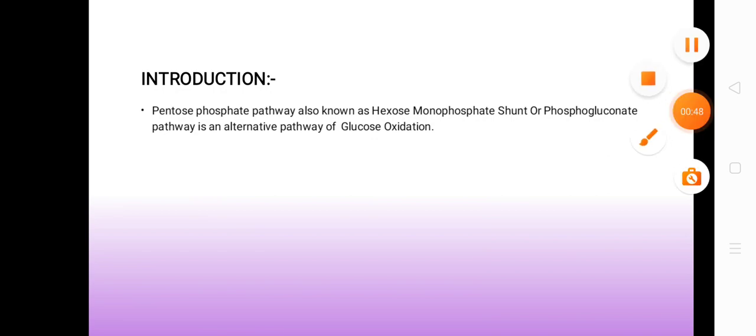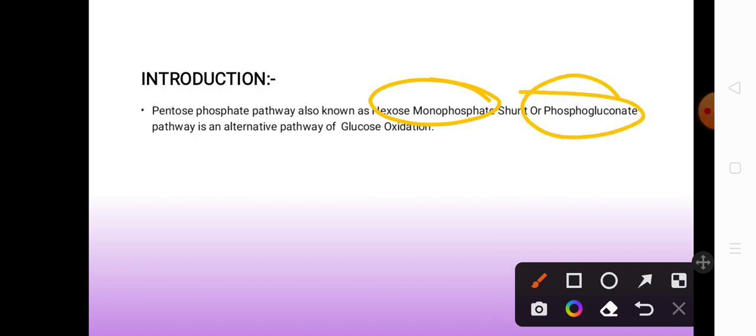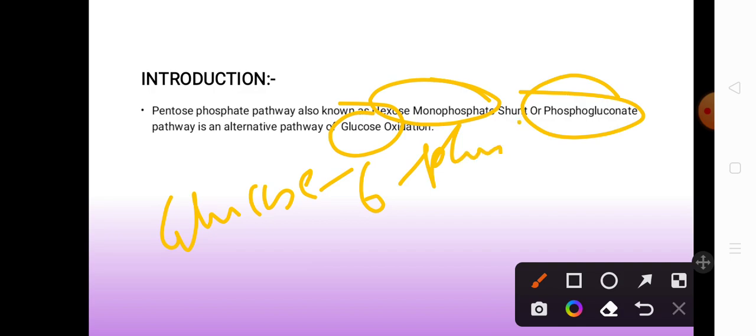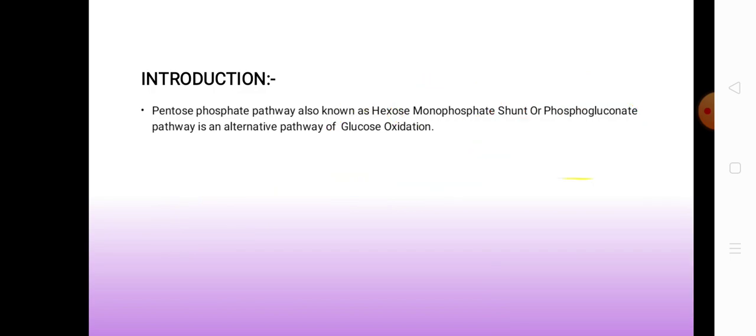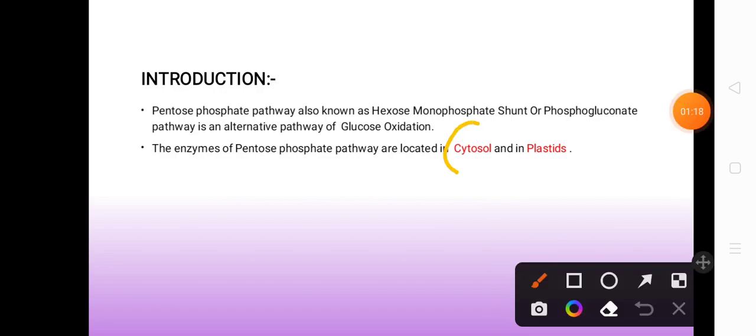First, the pentose phosphate pathway, which is also known as hexose monophosphate shunt or phosphogluconate pathway, is our topic of discussion today. Here, oxidation of glucose occurs. Not only oxidation of glucose, but oxidation of glucose 6 phosphate takes place. That is the thing we should remember. Now, the enzymes involved in the pentose phosphate pathway are all located in either the cytosol or in plastids.